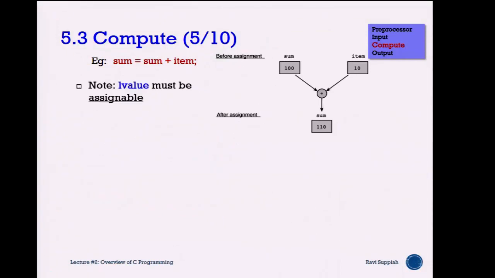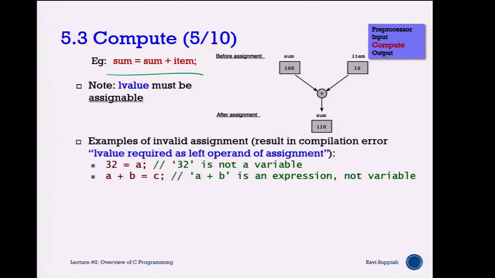So what do we mean by that? For example, when I do this statement here, sum equals sum plus item, that means I'm taking the value of sum, adding item, and putting it back into sum. Some of us may interpret it the other way around. For example, if I put 32 equals A, or A plus B equals C. Mathematically, it looks correct, but in terms of C, it's wrong. Why? Because I'm trying to do an assignment of right to left here, and 32 is not a variable. I cannot assign a variable to a number; I can assign a number to a variable. So the order is important.